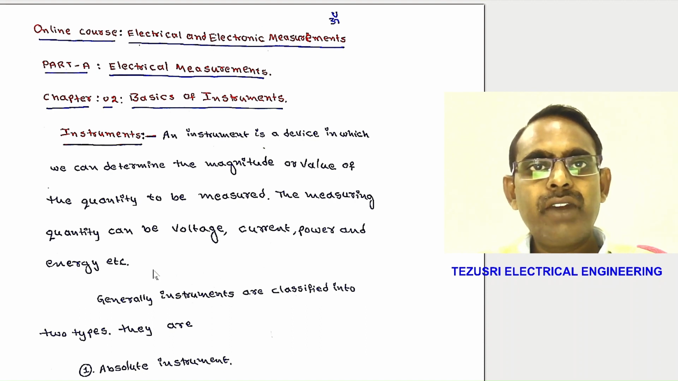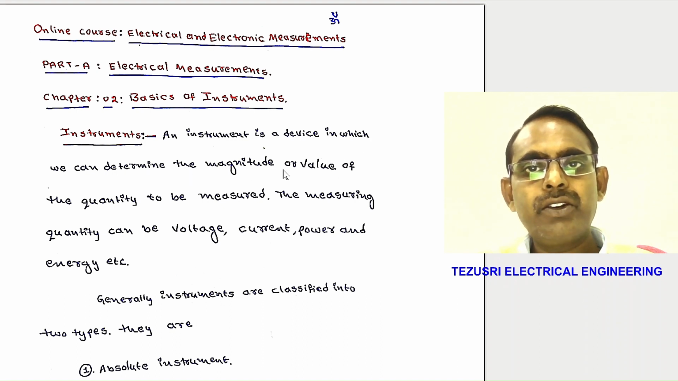In this video, we are going to learn the online course Electrical and Electronic Measurements, Part A Electrical Measurements, Chapter 2: Basics of Instruments. An instrument is a device with which we can determine the magnitude or value of the quantity to be measured. The measuring quantity can be voltage, current, power, energy, and so on.